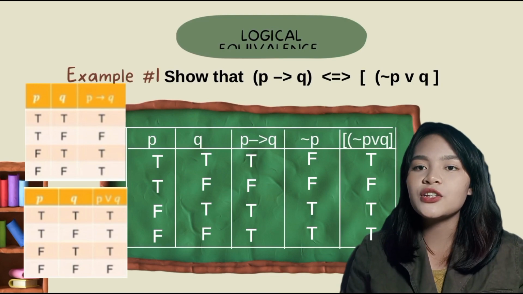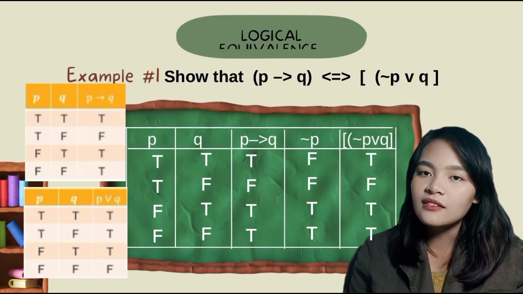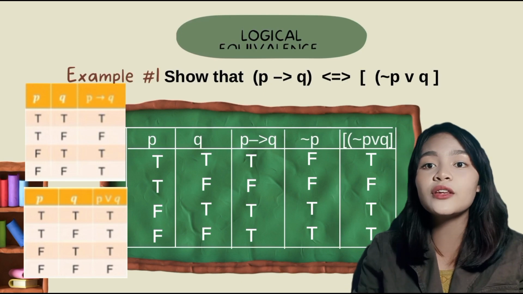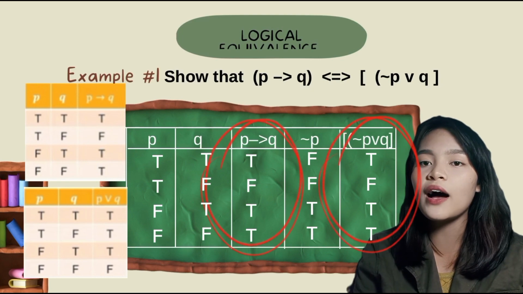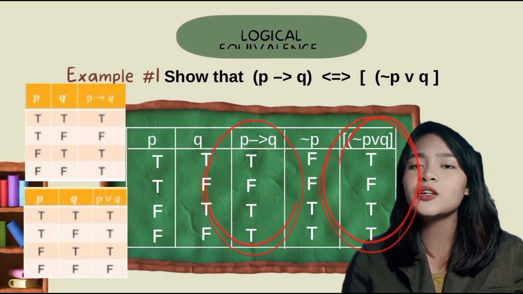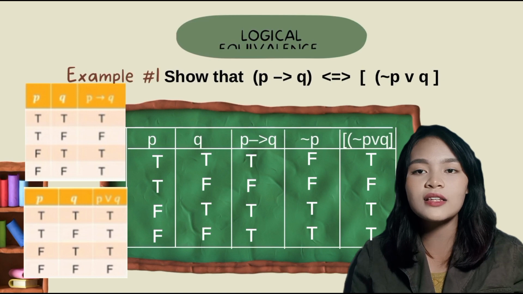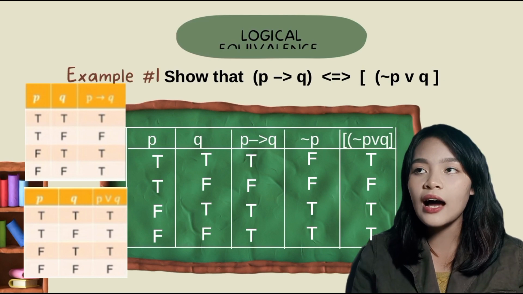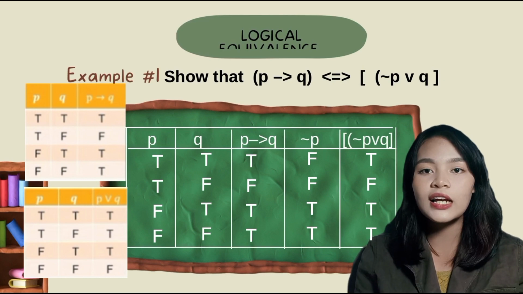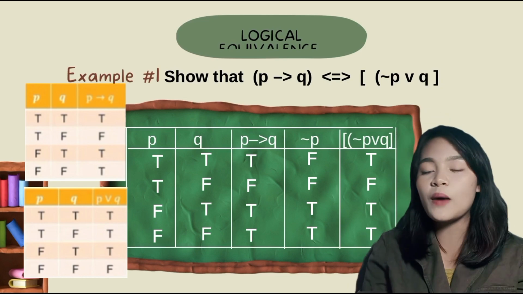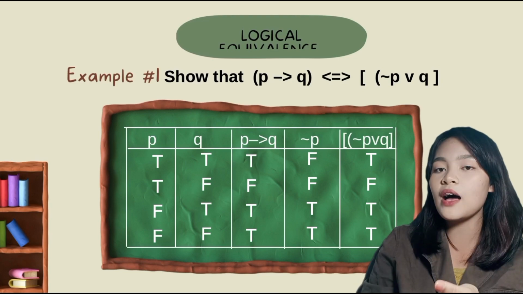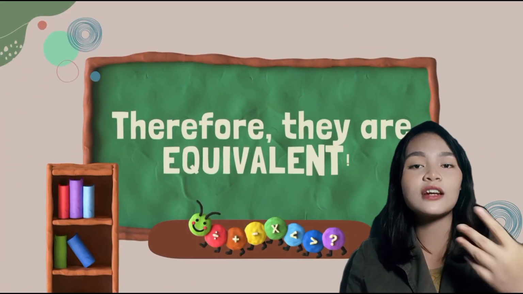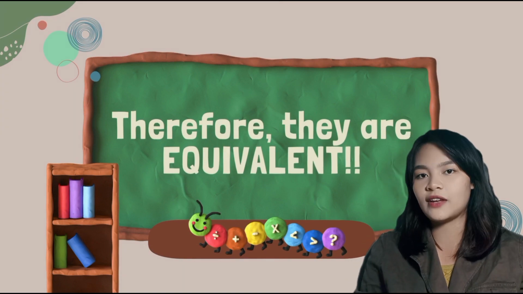Now, to get the answer, ano ba yung kailangan natin tingnan? So, kailangan yung value ng P implies Q is this and not P or Q ay equal. Dahil kinukuha natin yung logical equivalence, kung makikita natin na pareho sila, therefore, they are equivalent. So, makikita ba natin dito? Tingnan natin kung pareho yung dalawang column. Pareho ba? Yes, tama. Pareho sila, so, therefore, they are equivalent.